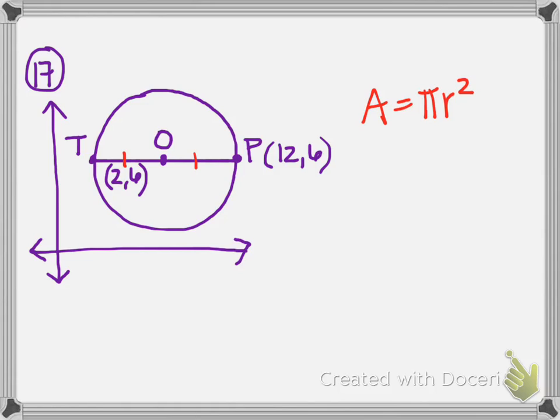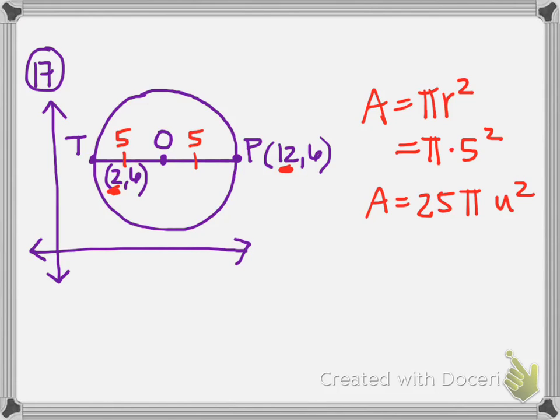No, they're congruent. If I look at the horizontal distance or horizontal change from T to P, which is the diameter, because it goes through center O, we're going from a 2 to a 12, which means the diameter is 10, which means the radius is 5. That's the number I'm going to plug in for R. So we're going to get pi times 5 squared. 5 squared is 25. You just put that in front of the pi. So the area is 25 pi units squared. Super simple.